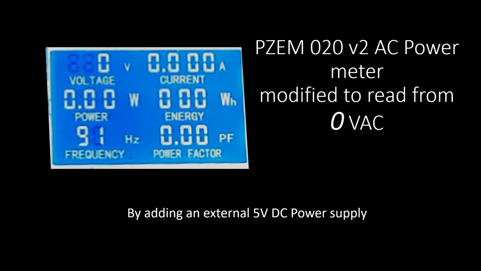Hey folks, here's a quick video on modifying the quite nice PZEM AC power meters to read down to 0 volts. The way I achieved it was by adding an external 5 volt DC power supply. So I'll walk through the mod in there.